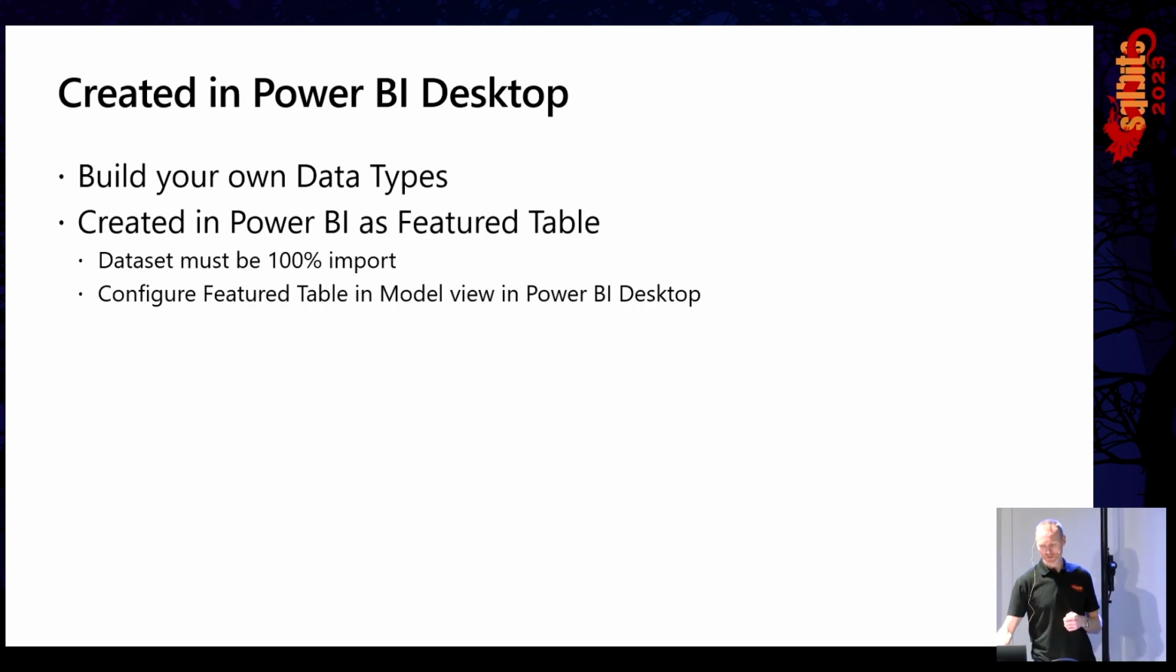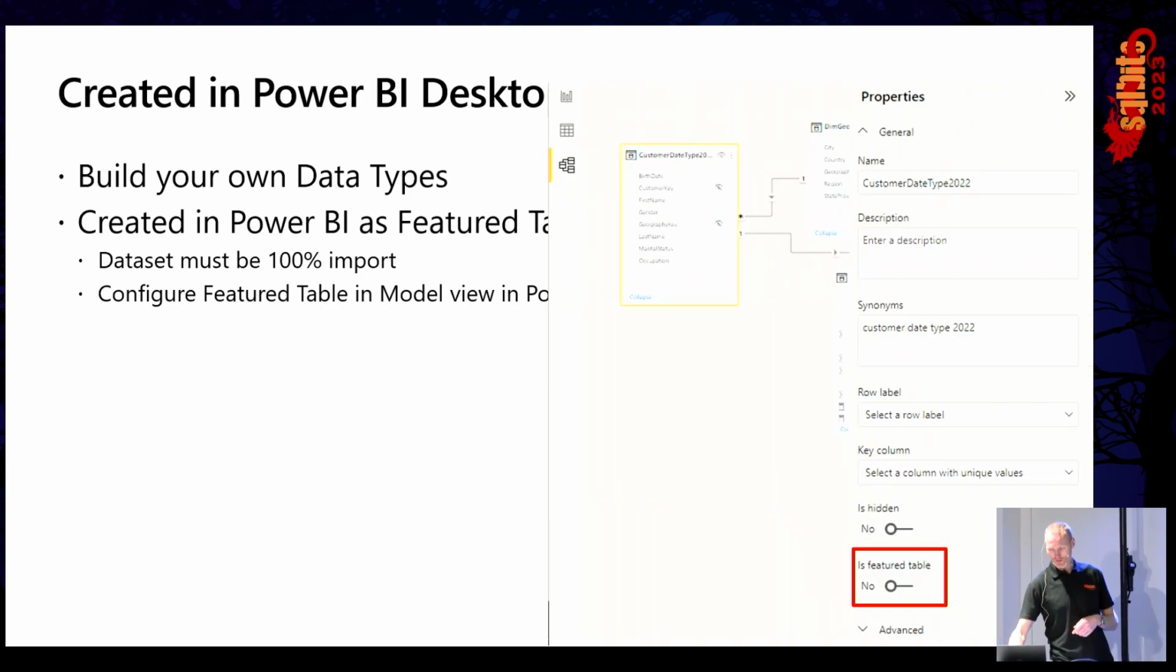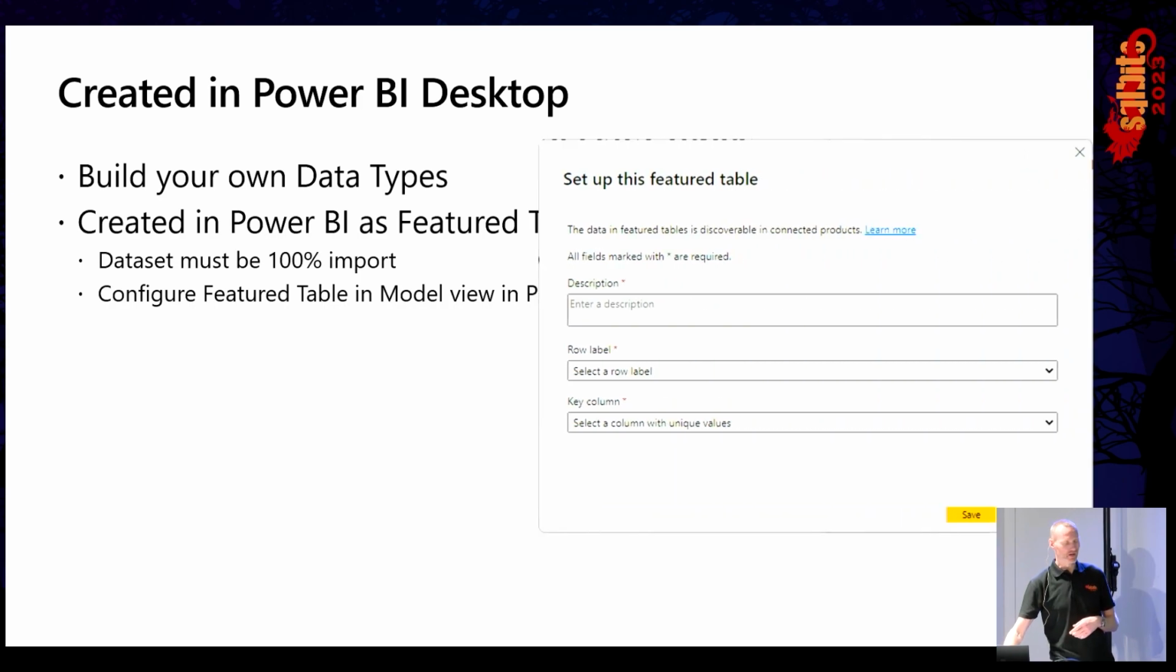You configure the table as a featured table, so it looks like this. When you select a table, in the properties at the bottom there's the featured table option. When you turn it on, you get a dialog box that looks like this, where you have to give a description, a row label, and then a key column. This is an example.